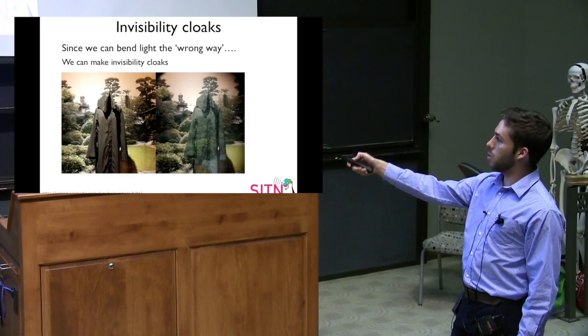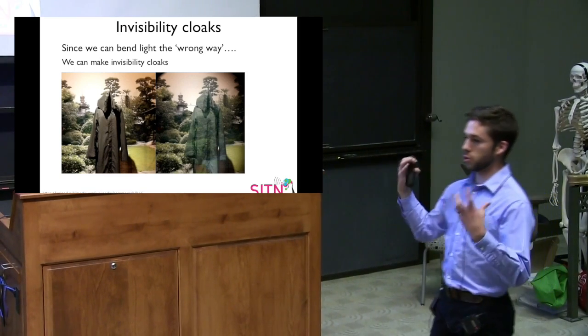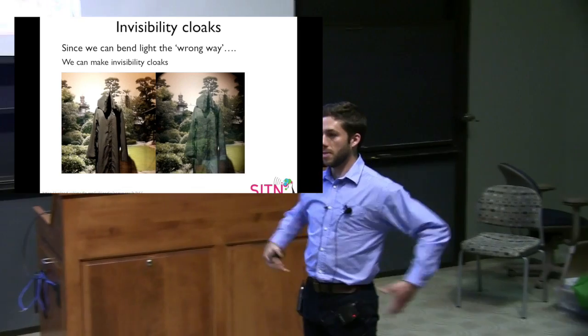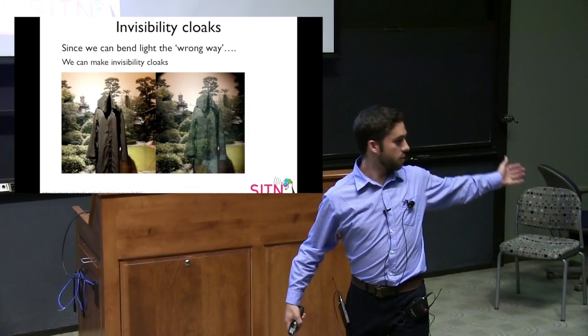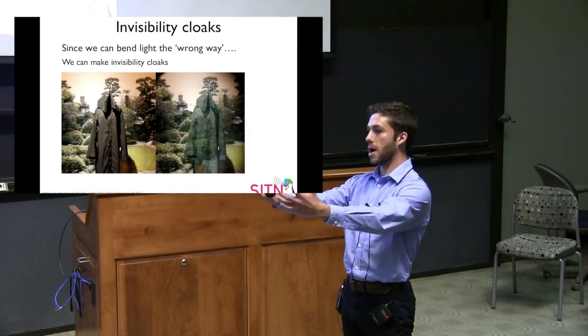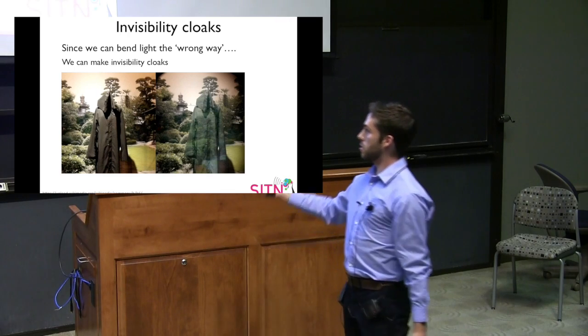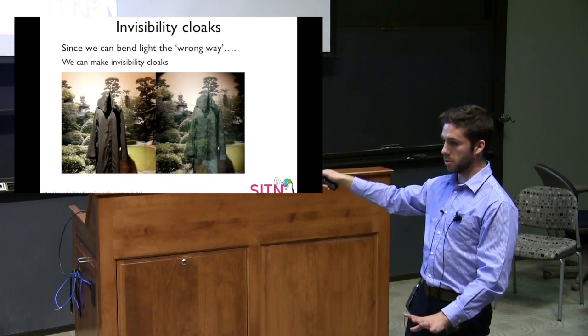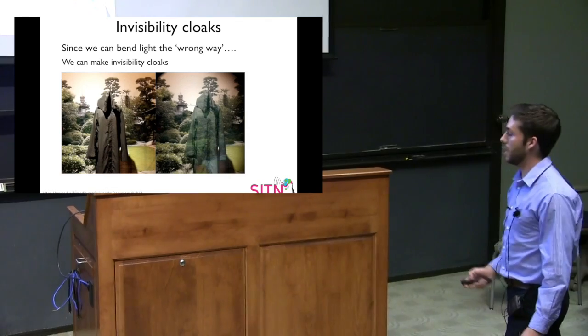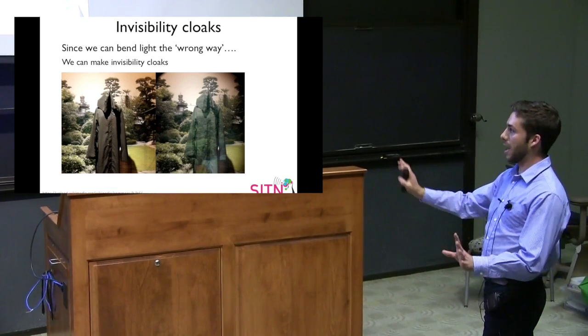So essentially what you want with an invisibility cloak is you want some sort of material that you can put on, and the light that's behind me, or whatever's coming from behind me, would pass through to your eye as if I wasn't there. So this is not a real invisibility cloak. This is an artist's dramatization, so we don't have this yet.